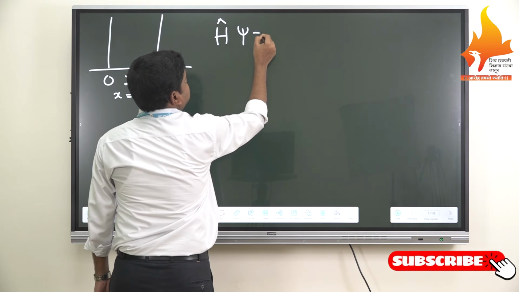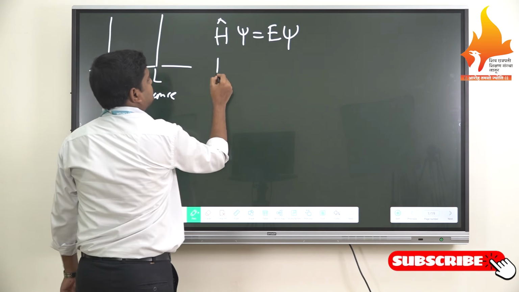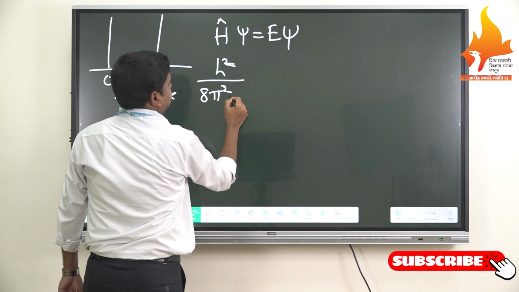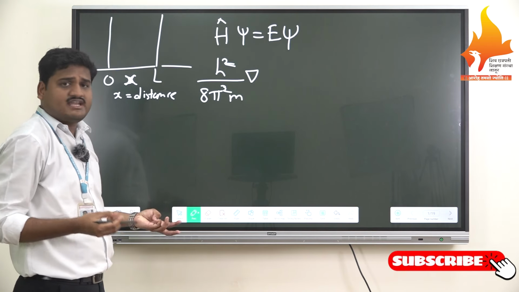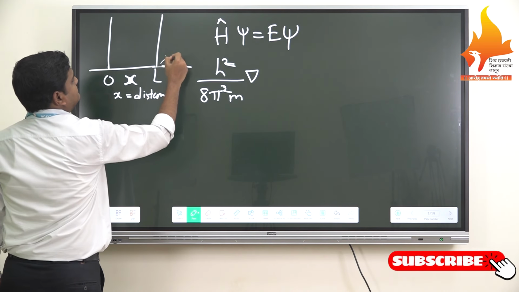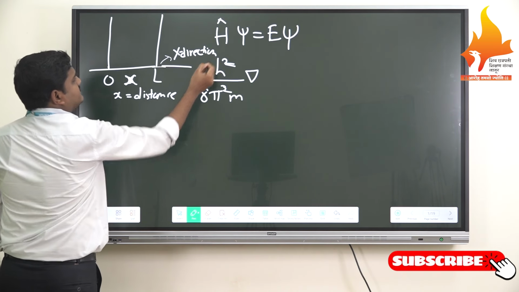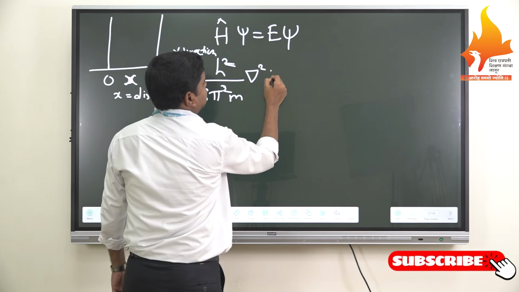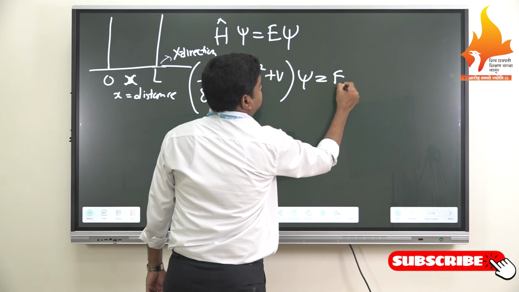The Hamiltonian for this equation is our Schrodinger equation: h square divided by 8 pi square m into del square, that is the Laplacian operator in the x direction, y direction or z direction. But here we are only considering the x direction, therefore the y direction and z direction vectors are cancelled out. Here del square plus V psi is equal to E psi.